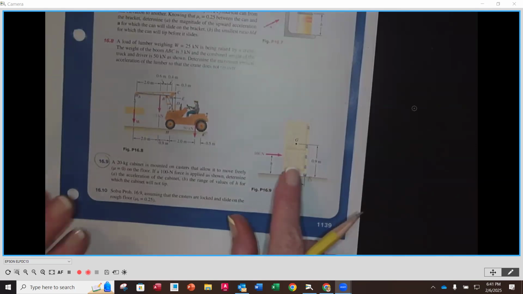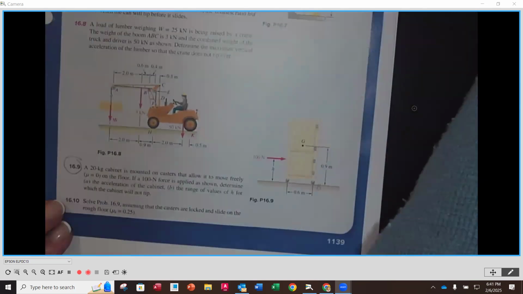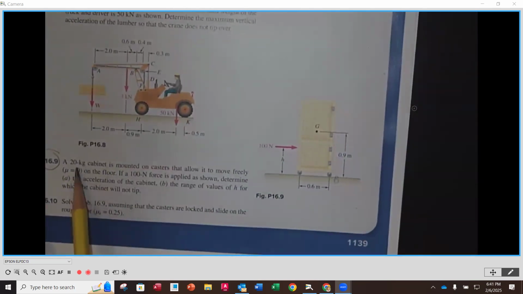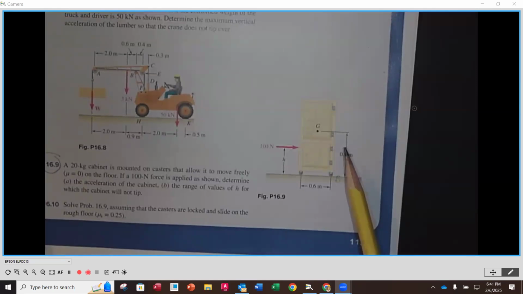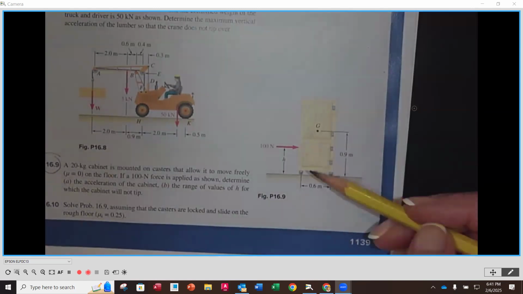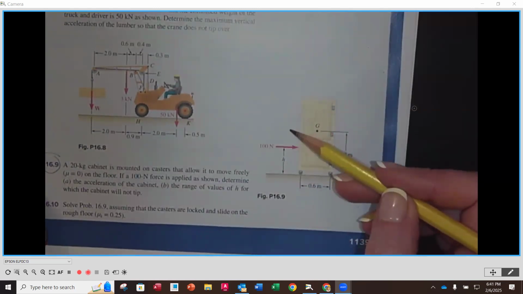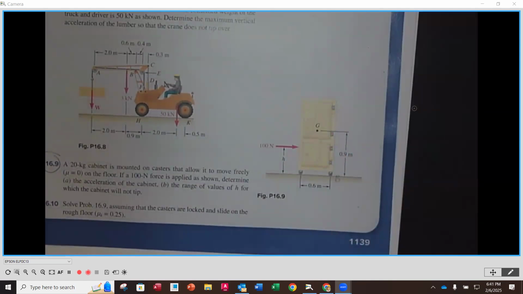So here we have a cabinet. It tells us that the mass of that cabinet is 20 kilograms. And it's mounted on casters, so it moves along freely. We don't have any coefficient of static or kinetic friction that we're dealing with. And if we're pushing on this with 100 newtons, we want to determine first what the acceleration of our cabinet is, and then also what is the range of H, meaning how low and how high can we apply that force without tipping it over. So that's going to be the job that we're going to do.